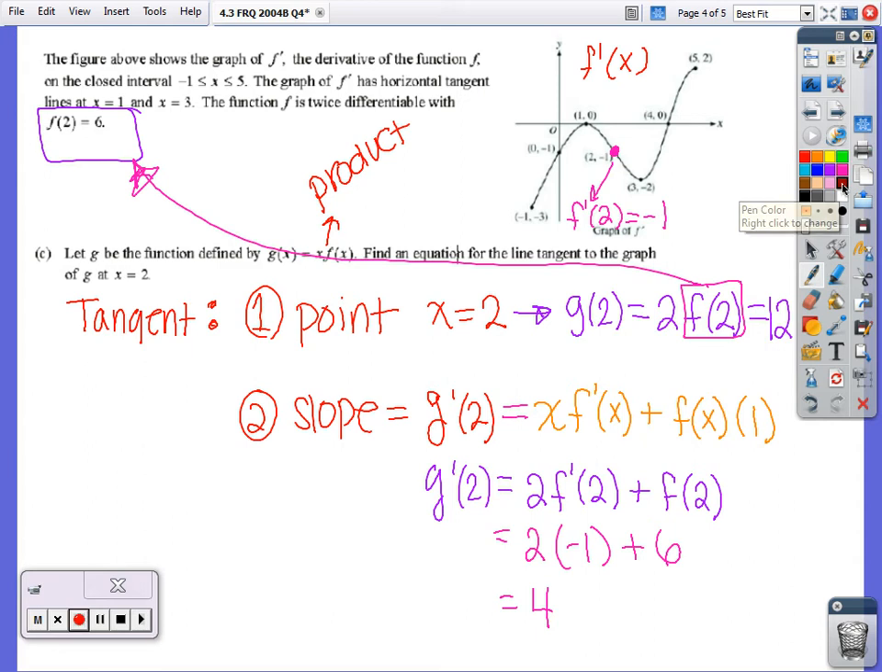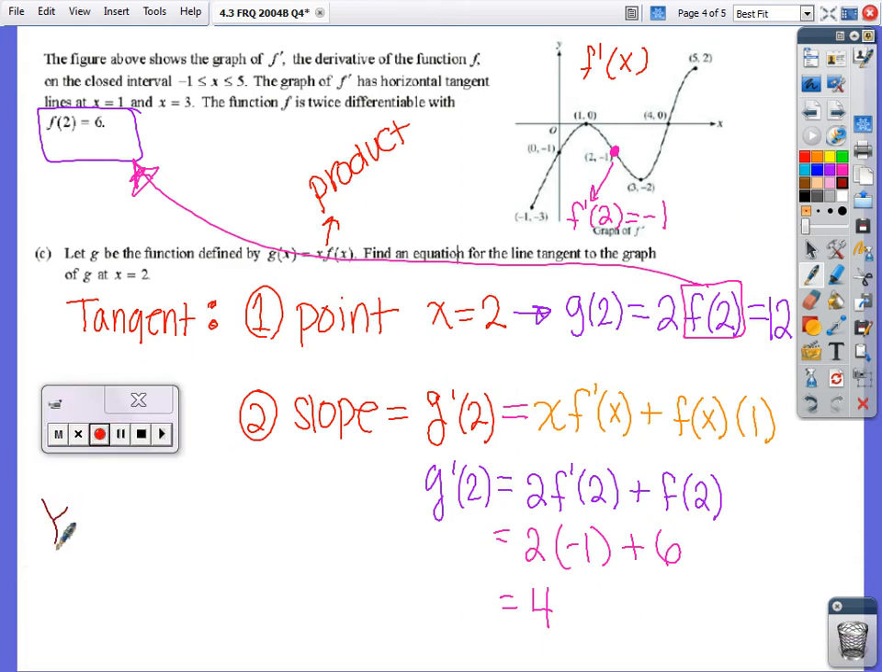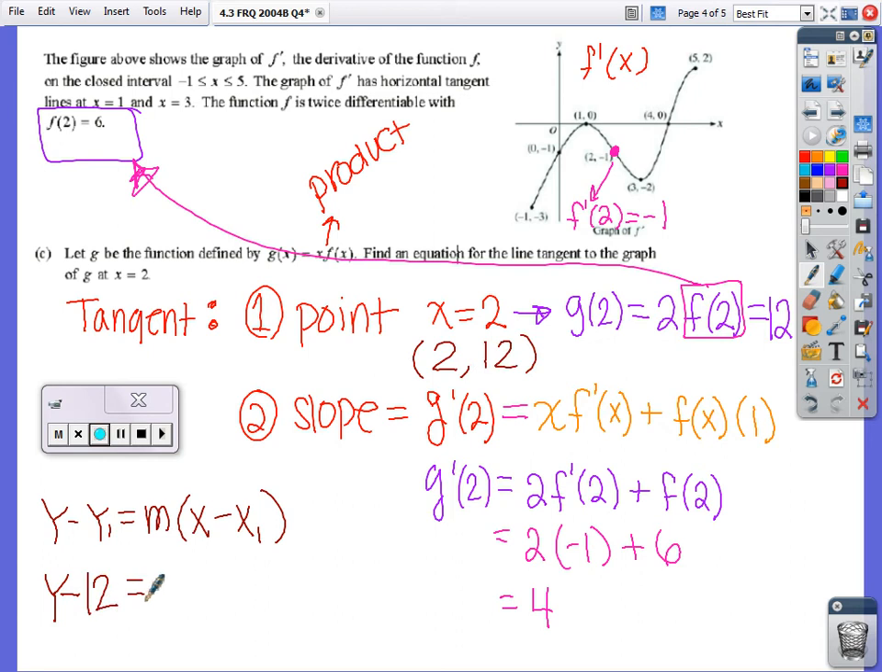The equation of the tangent line, remember, we make by doing y minus y1 is equal to m times x minus x1. So my point was 2 comma 12. My y value is 12, my x value is 2, and then I'm going to put in my slope value, which is 4. And that would be the equation of the tangent line at x equal to 2.